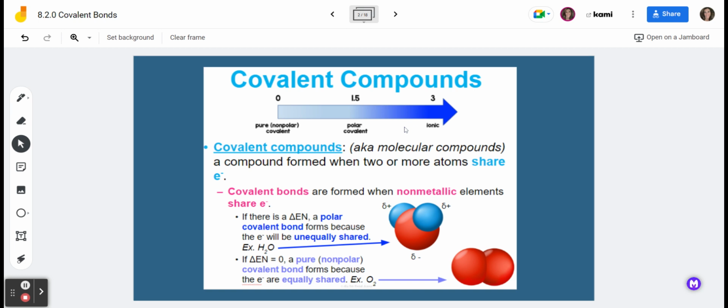because the only way we're really going to have a difference of that much is if we have a metal and nonmetal combination. Metals have a lower electronegativity than nonmetals.